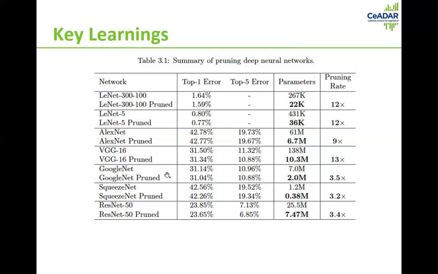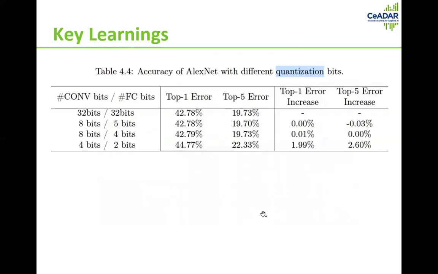And you can see it with other networks also. For instance, let's talk about ResNet 50. You can reduce it by about 3.5 times, from 25.5 megabytes to 7.47 megabytes. But at the same time, you can also decrease the error by about 0.2% here and a little more, around 0.2%, here again.